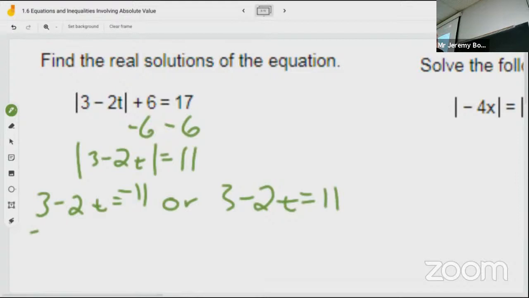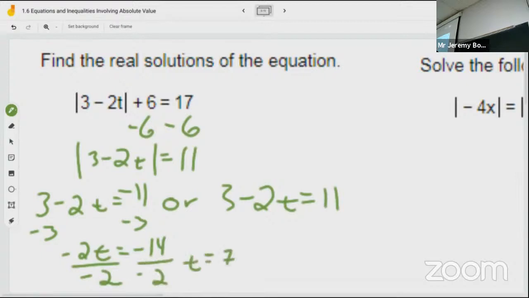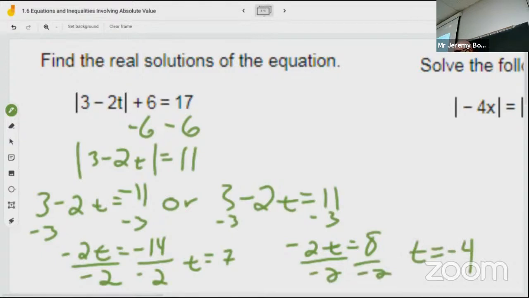So subtract 3 from both sides. Get negative 2t equals negative what, 14? Divided by negative 2. So t would equal 7. That one. This one we subtract 3. Negative 2t is equal to 8. Divided by negative 2. And t will equal negative 4. So my solution set will be a set containing 7, negative 4.